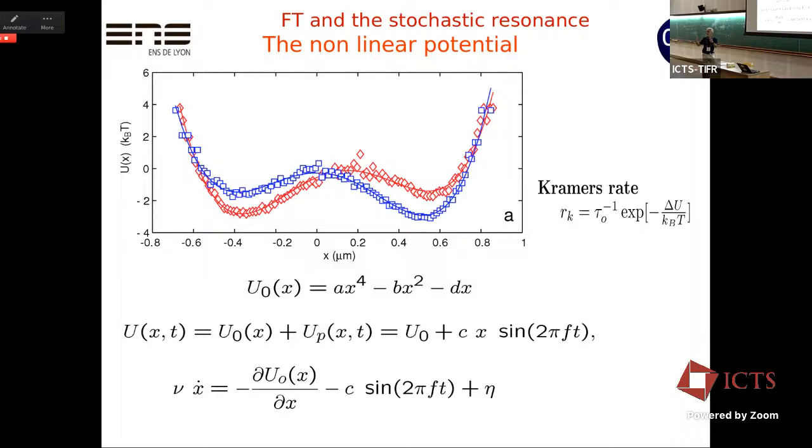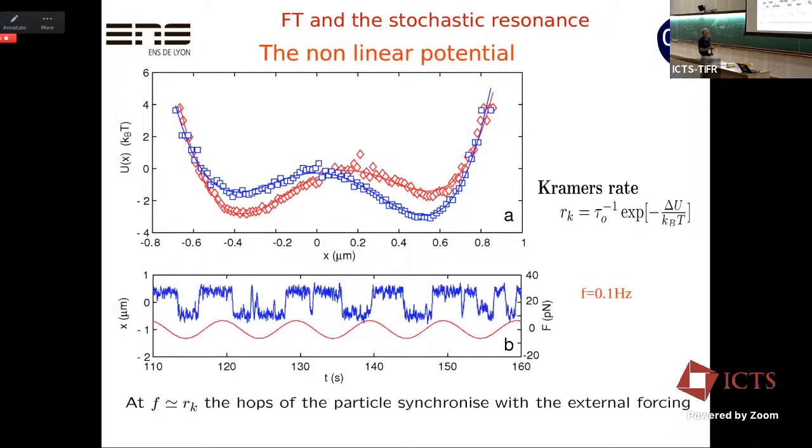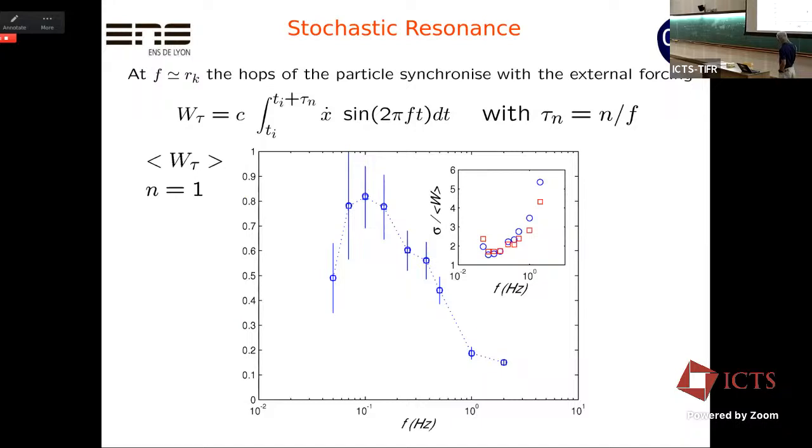How can this be done? It can be done, for example, by modulating the intensity of the two beams, periodically changing the intensity of the two beams, as we were discussing the other day. So let us see what is happening. If you force the system close to the Kramers rate, you see that the jumps of the particle synchronize with the forcing. And you can see this very easily by measuring the work performed by the external force on the particle.